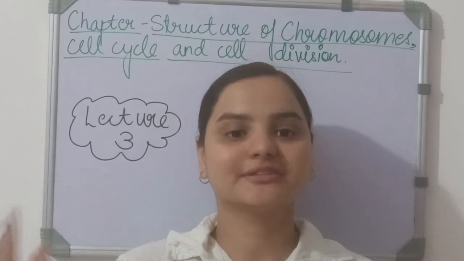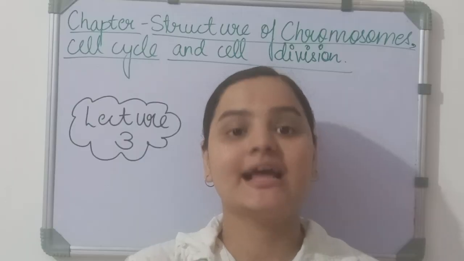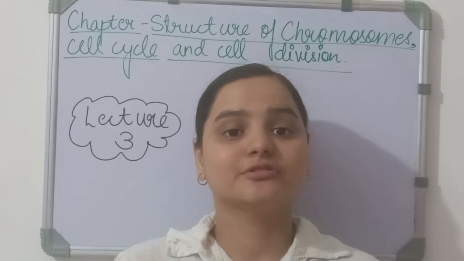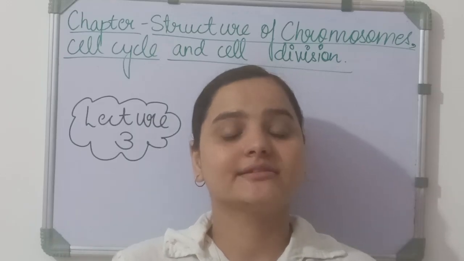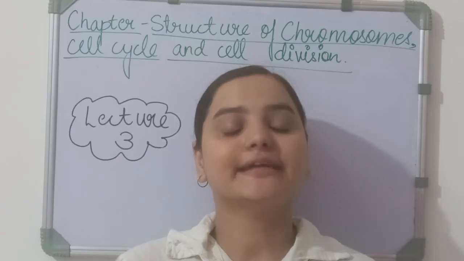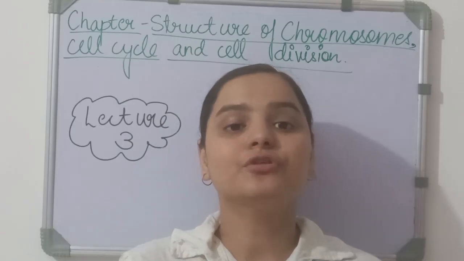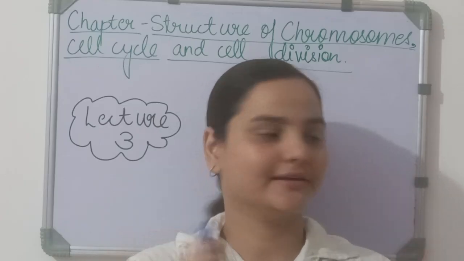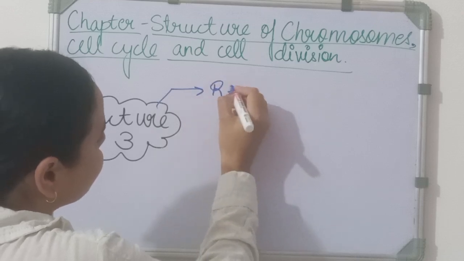So this is lecture 3 of chapter Structure of Chromosome, Cell Cycle and Cell Division. And in this lecture we are going to do revision. We are going to study new topics like what is the need of new cells, then study different types of divisions, and in the end we are going to talk about the biggest distractions in our lives. Okay, so let's begin. Again, I'm writing on the board. We will be doing revision.